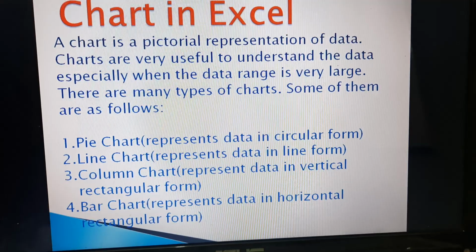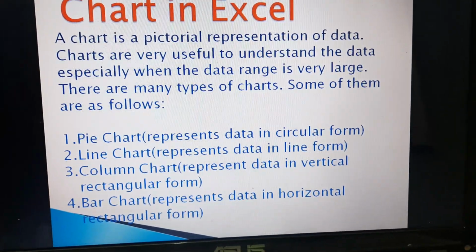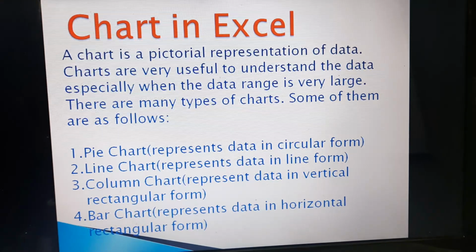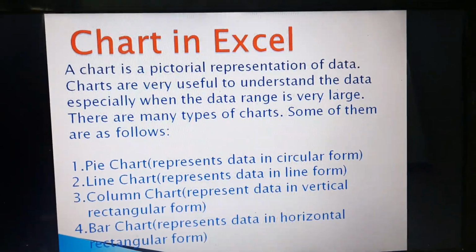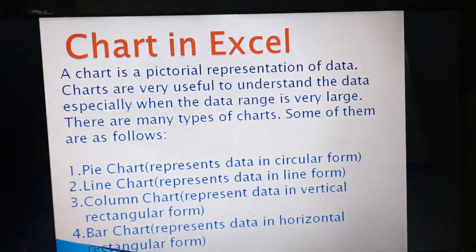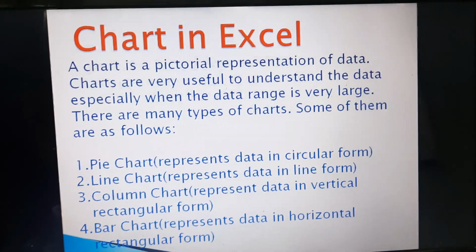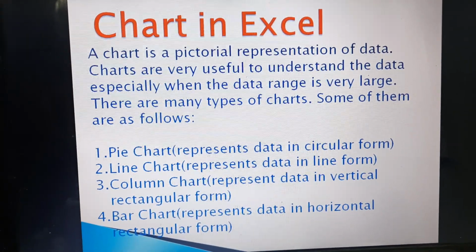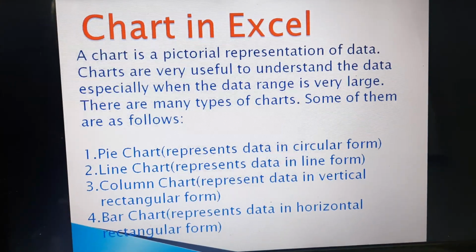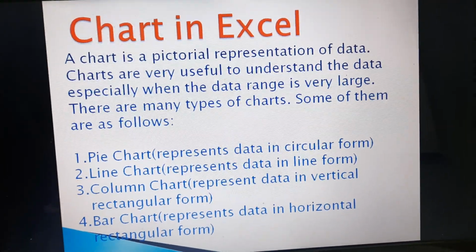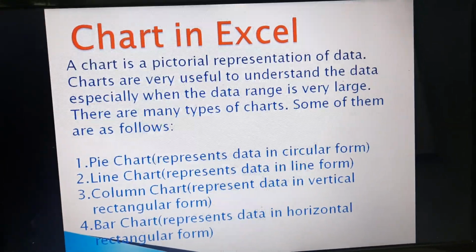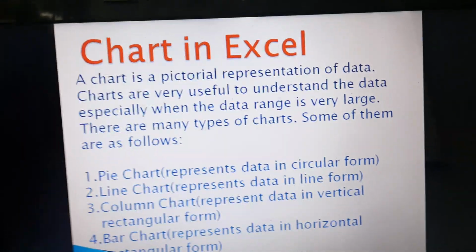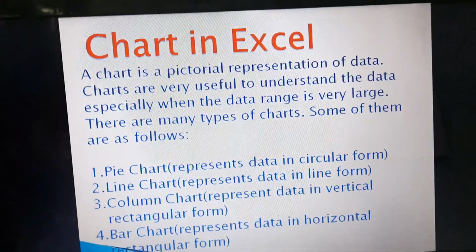So what is a chart? A chart is a pictorial representation. Whatever data we write is in the form of numbers, and when that data is formed into a picture, that is called a chart. So a chart is a pictorial representation of data. Data means whatever numbers we show in an Excel sheet. When those numbers are shown in a pictorial form, that is called a chart.